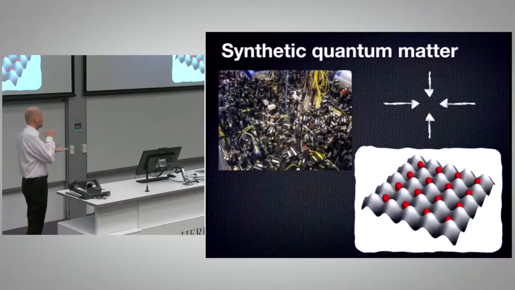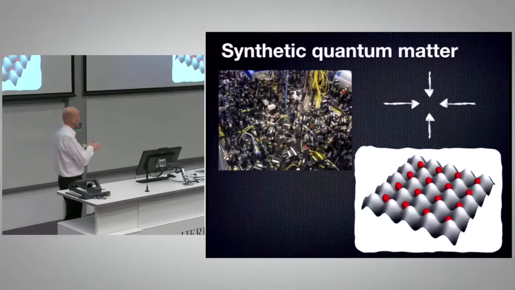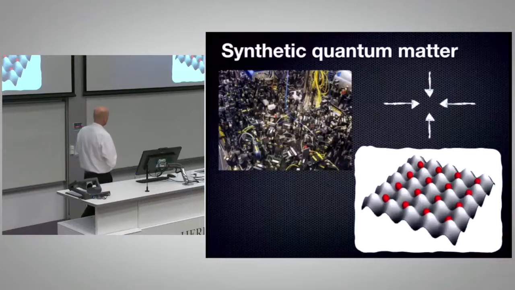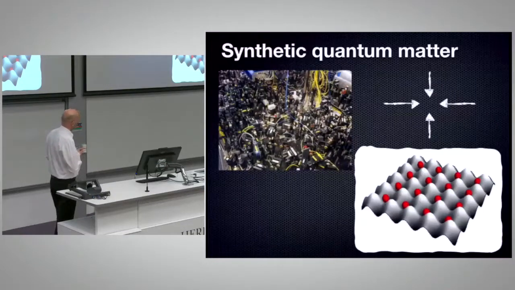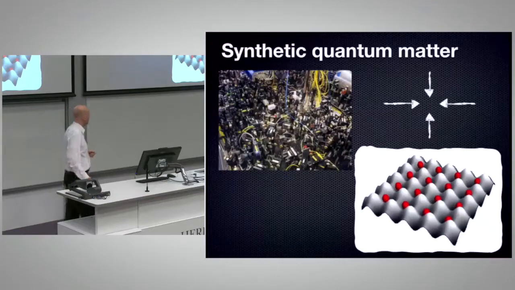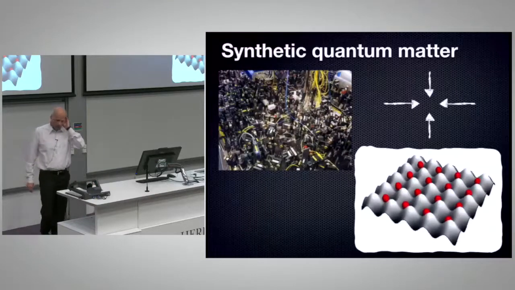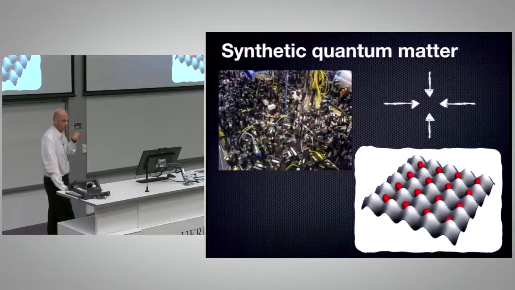So we can load this, or we can put the fluid into this structure, and if we are careful, the atoms will be stuck in these valleys. If we are really careful, we can even make sure that we have, on average, only one atom per well. Now, this is interesting because what we then are looking at is a model of, for instance, a metal.